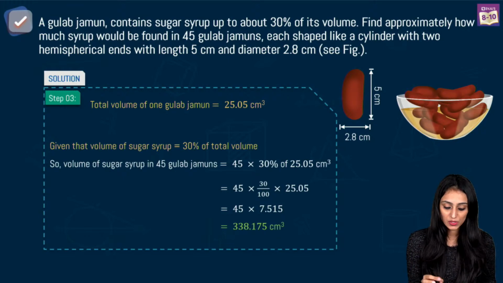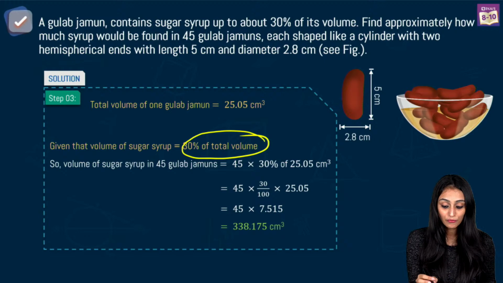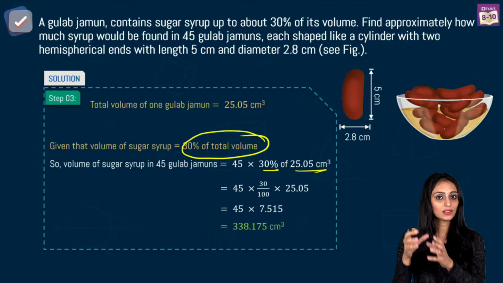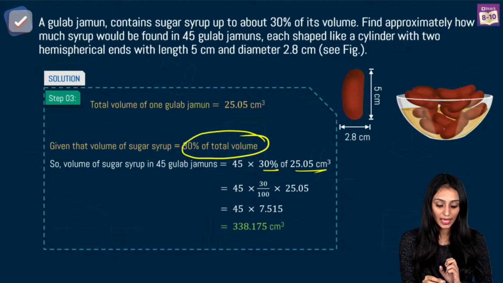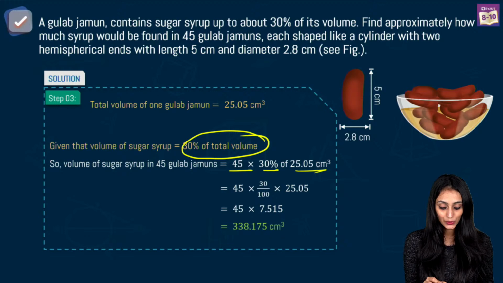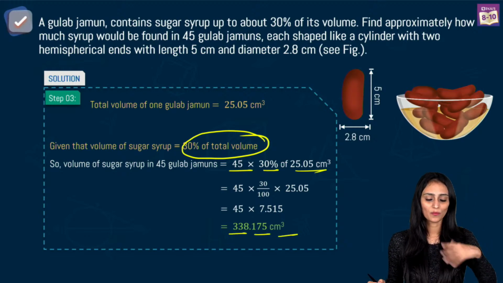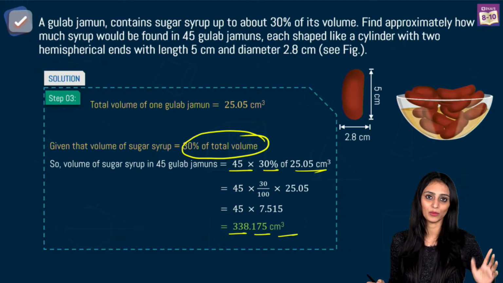And sugar syrup is what? That's 30% of the total volume. And we have 45 gulab jamuns here. So we take 30% of the total volume, and you will get the actual volume of the sugar syrup. And we will multiply that by 45 since there are 45 gulab jamuns. So you get 338.175 centimeter cube. So the final answer you can say 338 centimeter cube also.